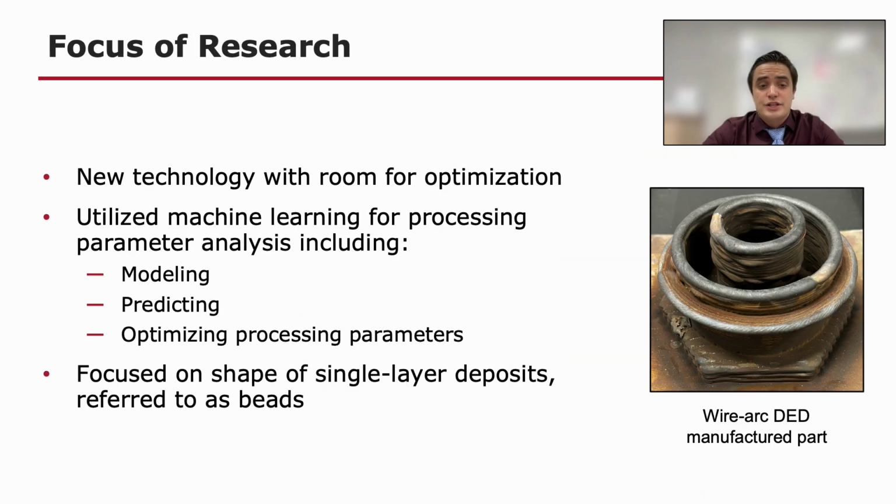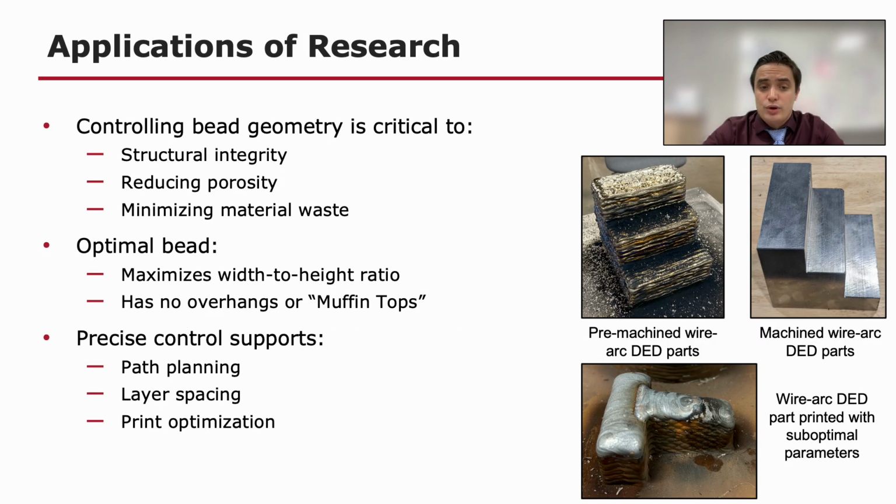As a new technology that has only gained traction recently, there is still room to optimize manufacturing conditions, like selecting the ideal processing parameters for a given set of materials. My research has focused on inserting machine learning into this process, enabling us to model, predict, and optimize these manufacturing conditions. To accomplish this, we analyzed how these parameters impacted the bead shape of single-layer prints. So why is this important?